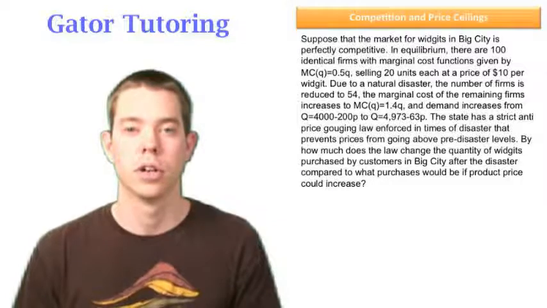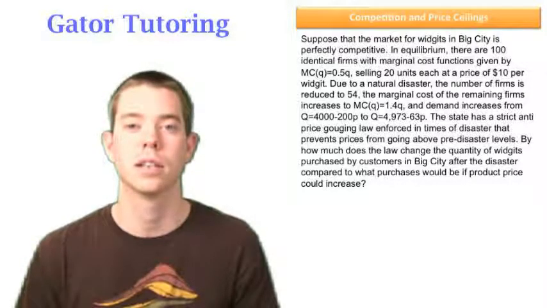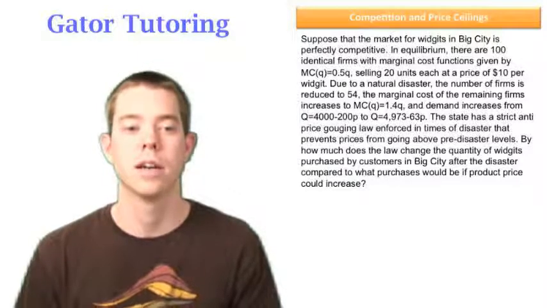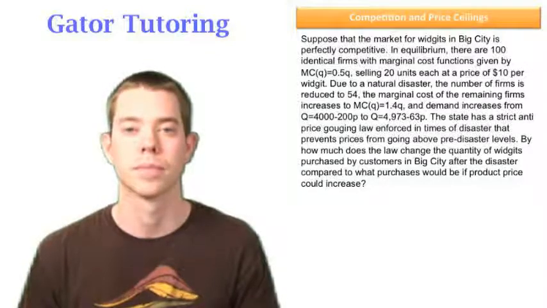It says the state has a strict anti-price gouging law that prevents people from raising prices when there's a disaster. So basically there's a price ceiling, and that price ceiling is $10 because it won't let price go above pre-disaster levels. Pre-disaster, the price was $10, so we know we're going to have a price ceiling after the disaster at $10. And the question is saying, by how much does the law change the quantity of widgets purchased by customers in Big City after the disaster compared to what purchases would be if product price could increase?